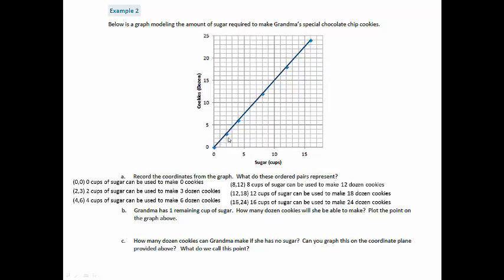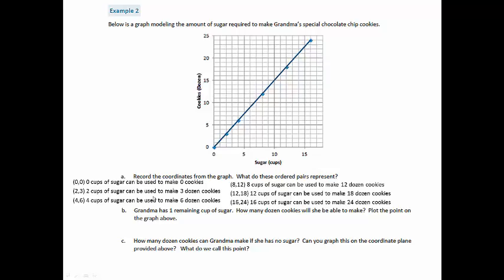So if we knew we wanted to make 3 dozen cookies, or 6 dozen cookies, or 12 dozen cookies, or 18 dozen cookies, or 24 dozen cookies, we could look at these points and know how many cups of sugar we needed. But this line shows tons of other points. There's the point 6 cups of sugar gives us 9 dozen cookies. We even have points in between. It looks like if we had a little bit more than 4 cups of sugar, maybe 4 1/3 cups of sugar, we could make 5 dozen cookies. Every place on this line is a point that represents this relationship.